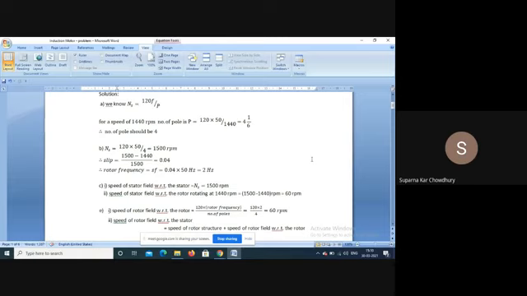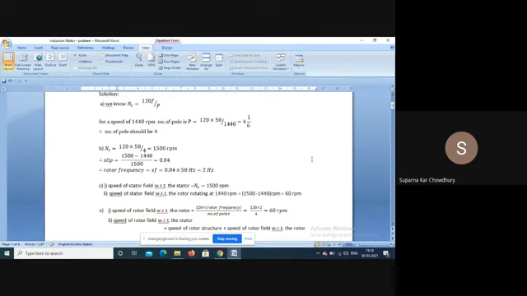Next is the speed of the stator field with respect to the rotor. Now the rotor is rotating at 1440 RPM, and the direction of rotation of the stator field and the rotor is the same. So the speed of the stator field with respect to the rotor will be the relative speed between them, which is the difference of these two speeds. So that will be 1500 minus 1440, that is 60 RPM.